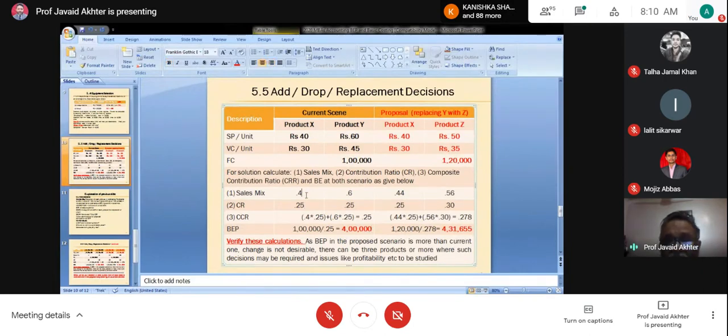What is the sales mix in our current scenario? 40% and 60%. So the firm is receiving 4 lakh rupees. This 4 lakh should come from 40% of X and 60% of Y. So what will be the contribution of X? What is 40% of 4 lakh? 1 lakh 60,000, right? What will be the contribution of Y? 2,40,000, correct.